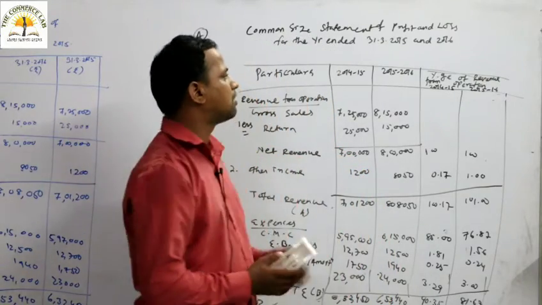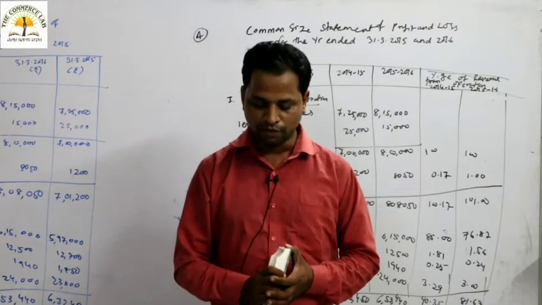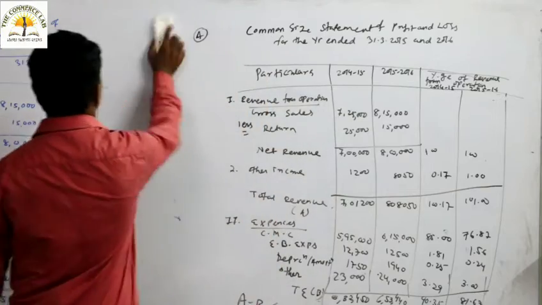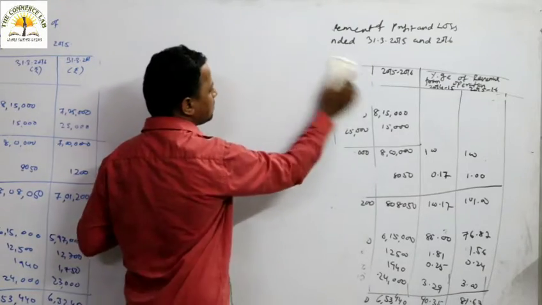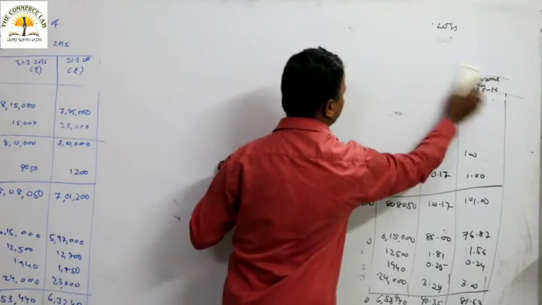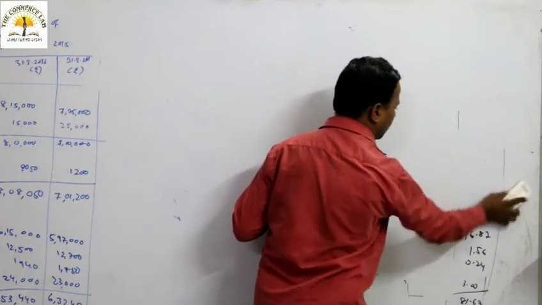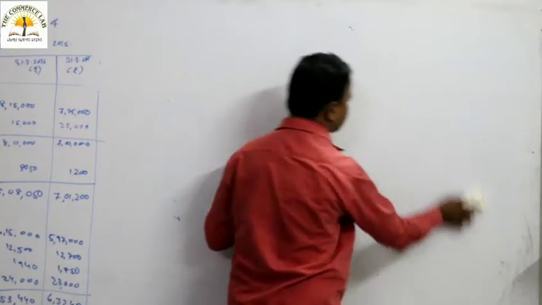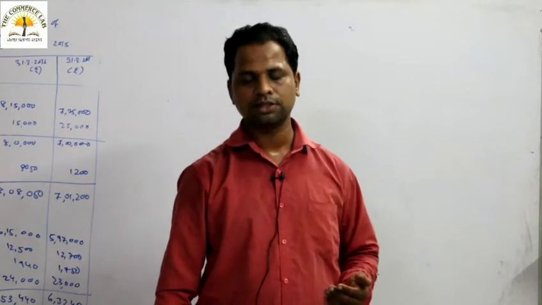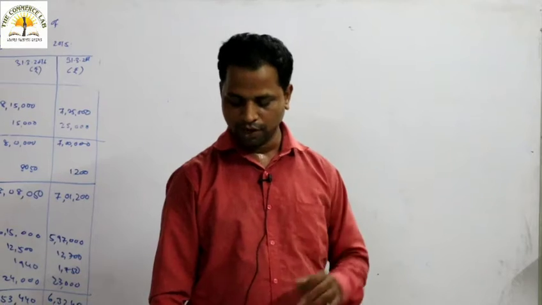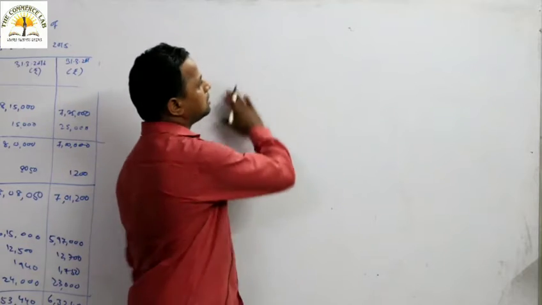Okay, so this is known as the preparation of the common size income statement, or common size profit and loss account. Under financial analysis, what are the different tools? First we discussed the comparative balance sheet, then the comparative income statement. Thereafter we discussed trend analysis, then the common size balance sheet. Today we discuss the common size profit and loss or income statement. So this is all about these tools.